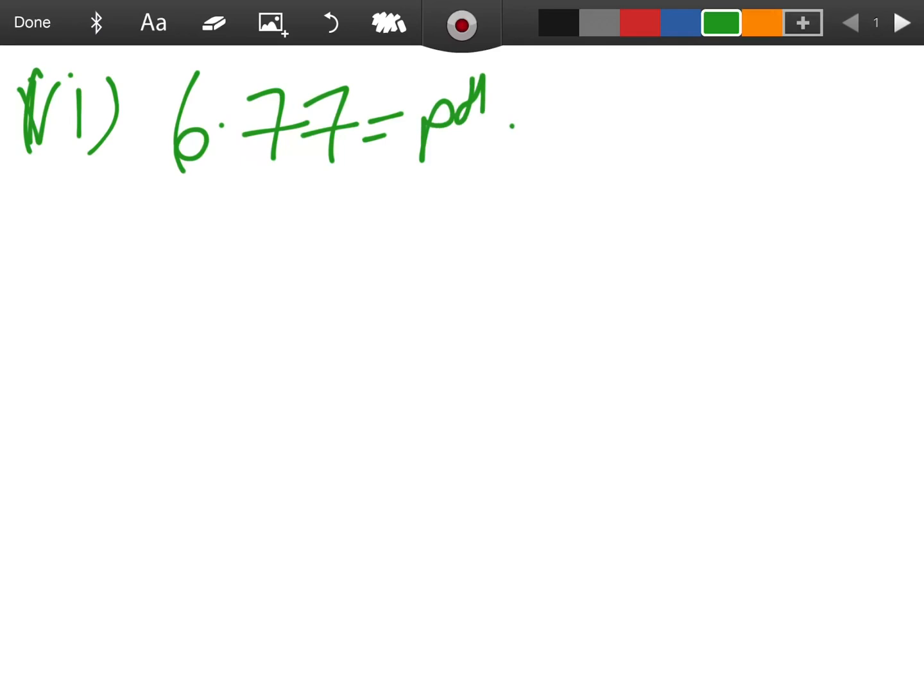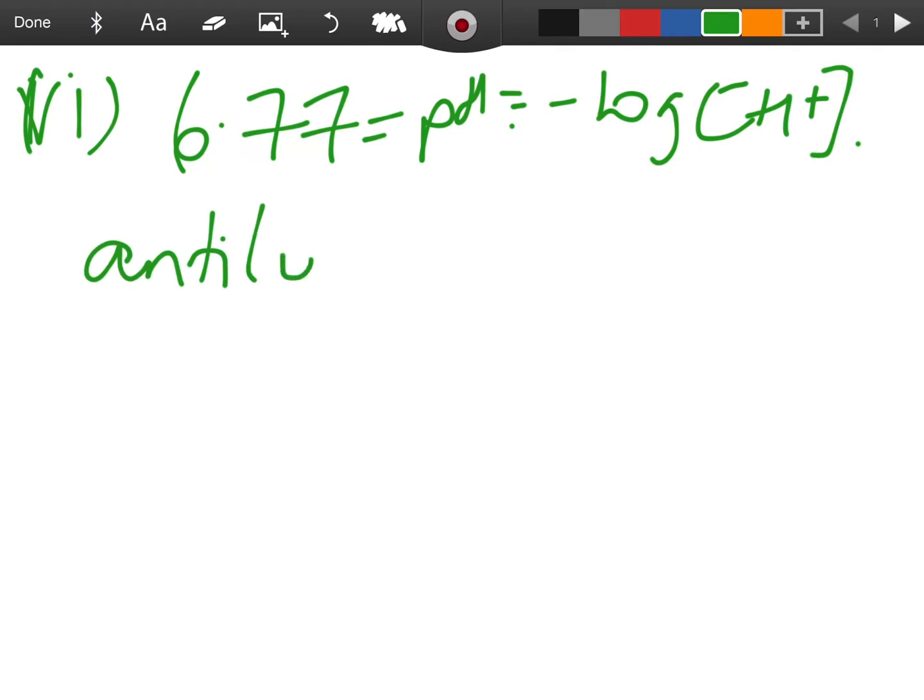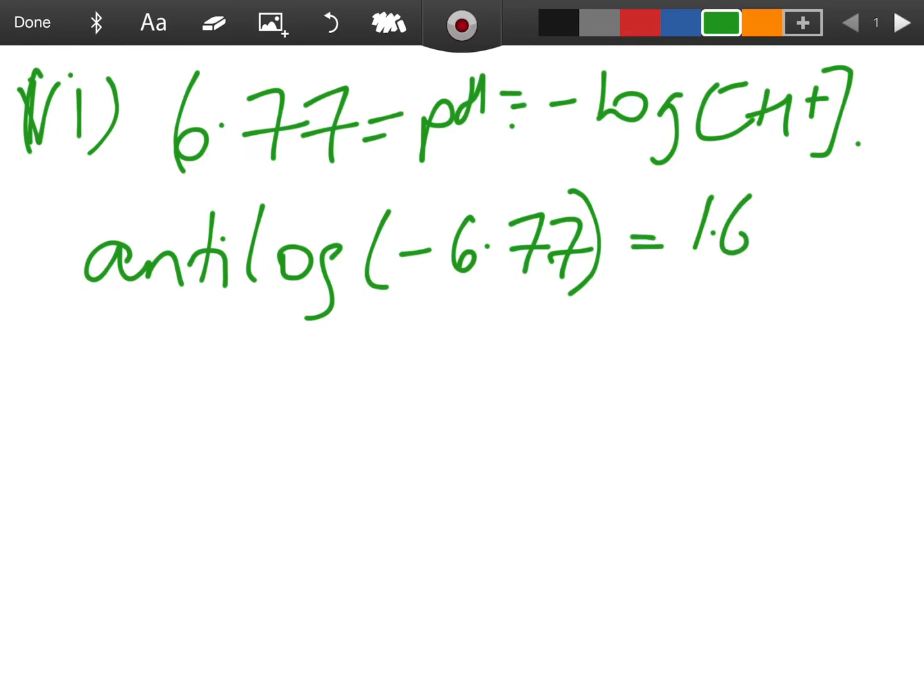Now lads, I tried to make this point when I was making the videos earlier as well: the minute you are given the pH, straight away you can use your pH formula to calculate the hydrogen ion concentration. So if you can try and get into your head that the minute I'm told the pH of something, I can use my pH formula to get the hydrogen ion concentration. So that's what I'm going to do. I'm going to go anti-log minus 6.77, and that gives me a hydrogen ion concentration of 1.69 by 10 to the minus 7. Okay, so that's my hydrogen ion concentration.